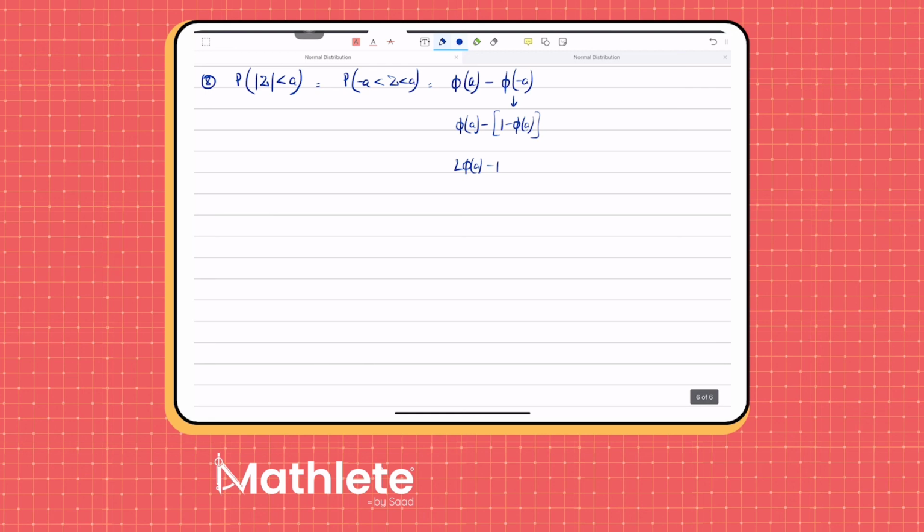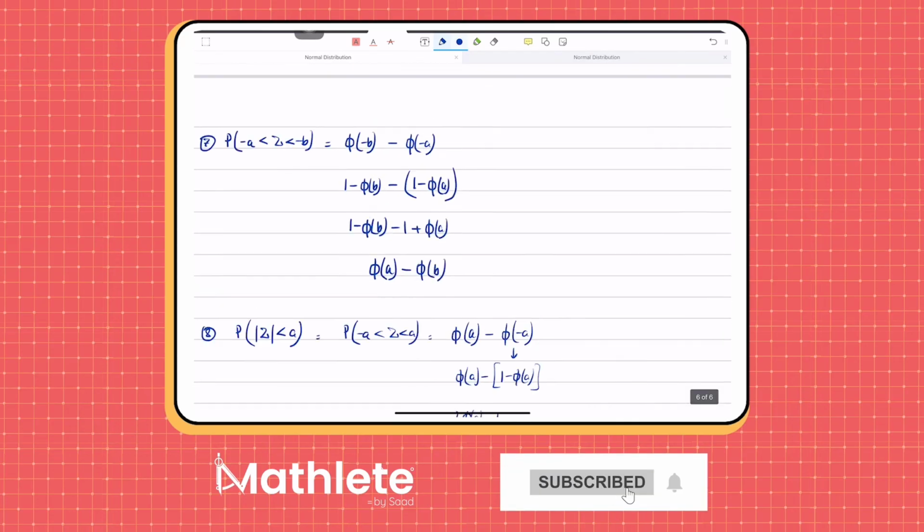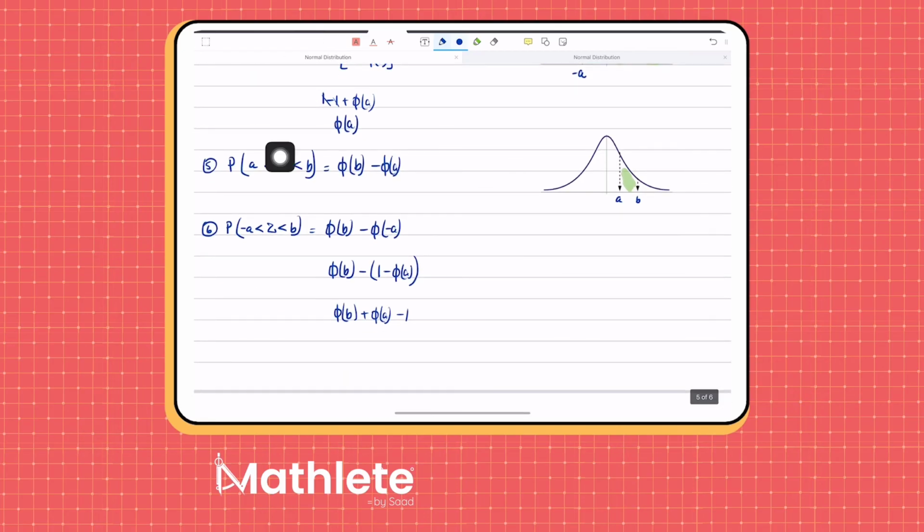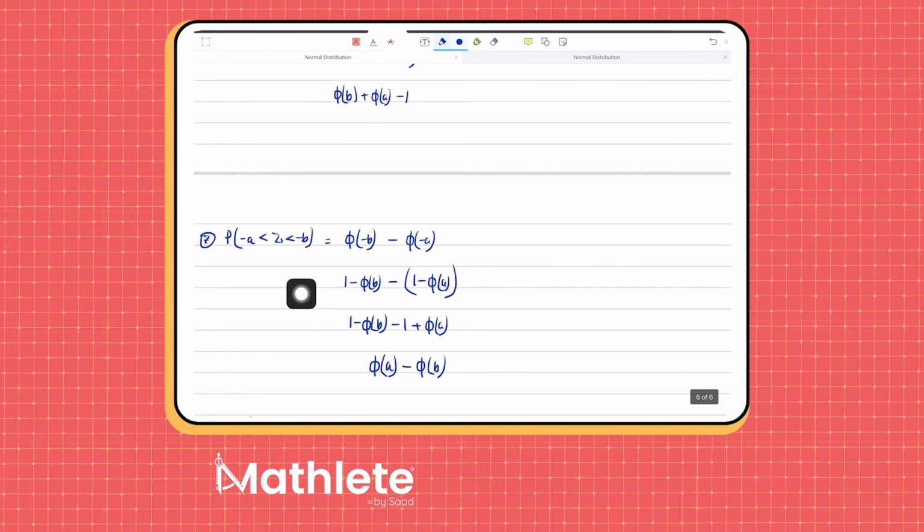As far as the rules are concerned, in fact, wait a minute, there's just one last rule. We'll write that down, and that's for the modulus of z being greater than a. The rule is 2 minus 2 phi of a. We've seen the first 3-4 rules and where they come from. When we come across questions where we have to use these rules, we'll see where these rules come from as well.